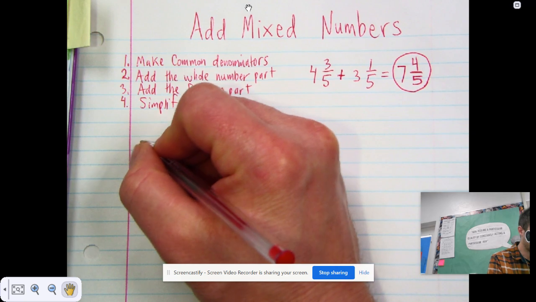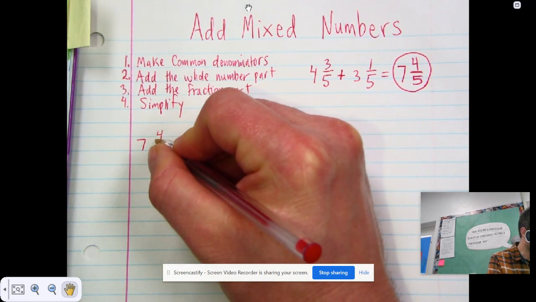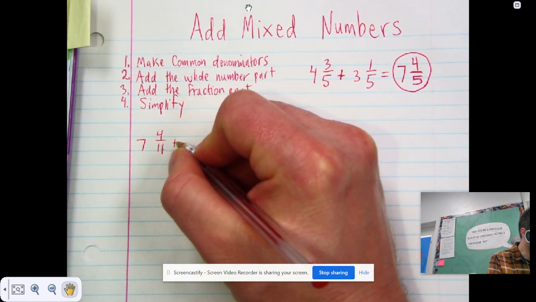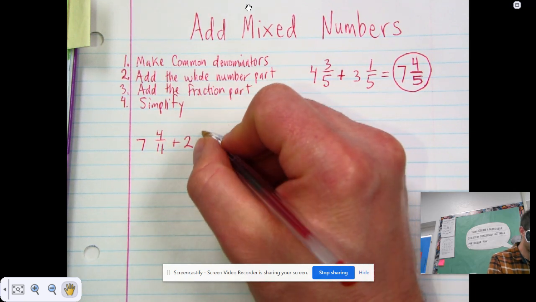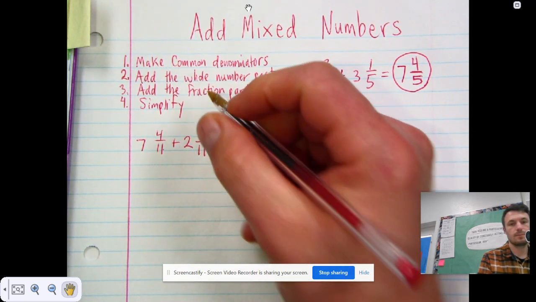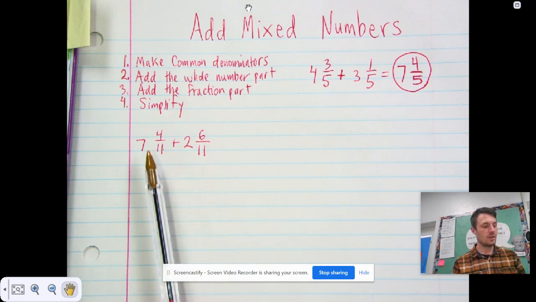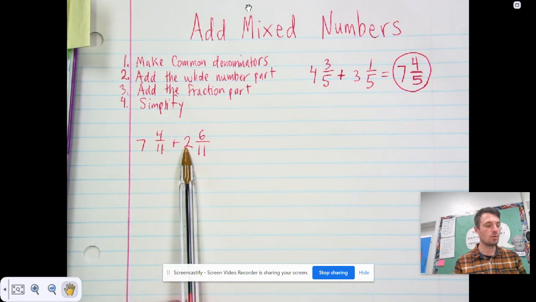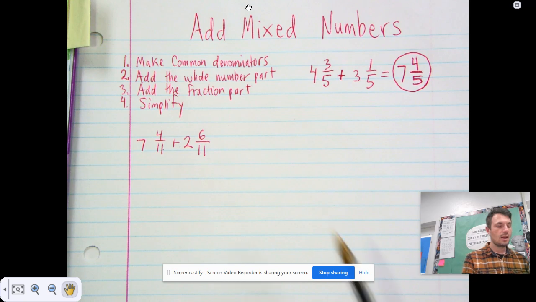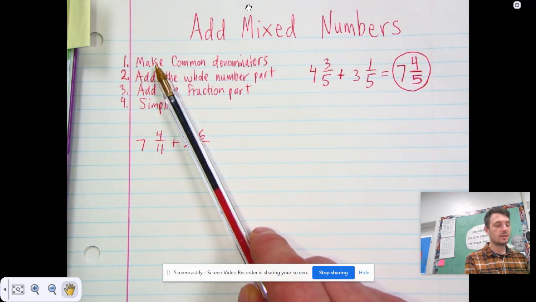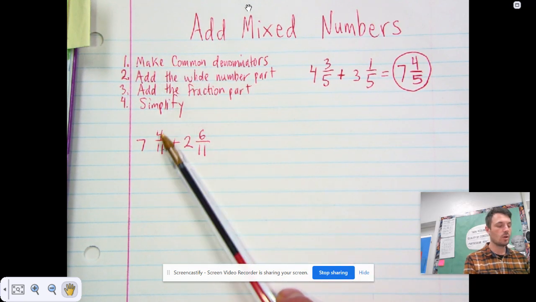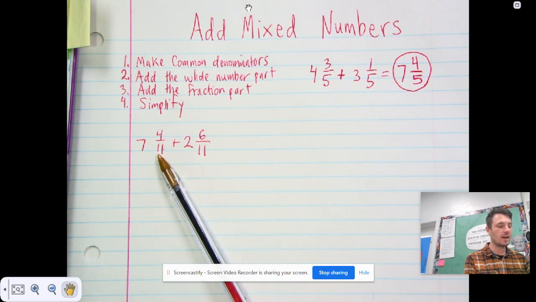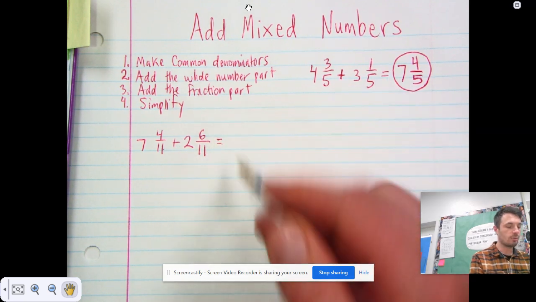Let's say we had 7 4/11 plus 2 6/11. Okay, both of these, again, are mixed numbers because they have a whole number part and a fraction part. 7 4/11 plus 2 6/11. We get to skip step 1 again because it says make common denominators, but 4/11 and 6/11 already have the same denominator of 11. Step 2 is add the whole number part.